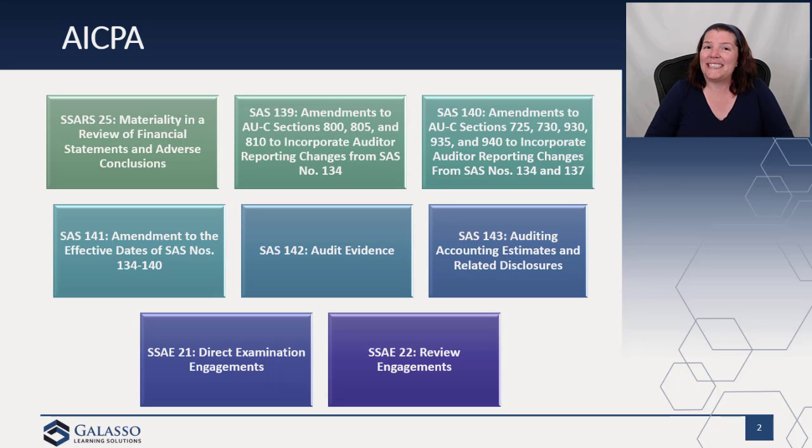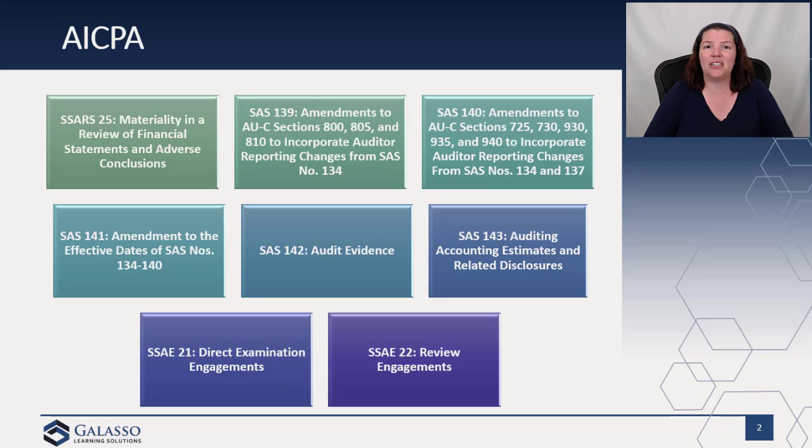Then we have our SASs. So SAS 139 through 142. 139 and 140 are wrapping up the reporting suite. Prior to this, we had SAS 134, which creates a brand new audit report. And that's really 134, the plain Jane audit report. So it's going to be under GAAP. It's going to really be the basic report.